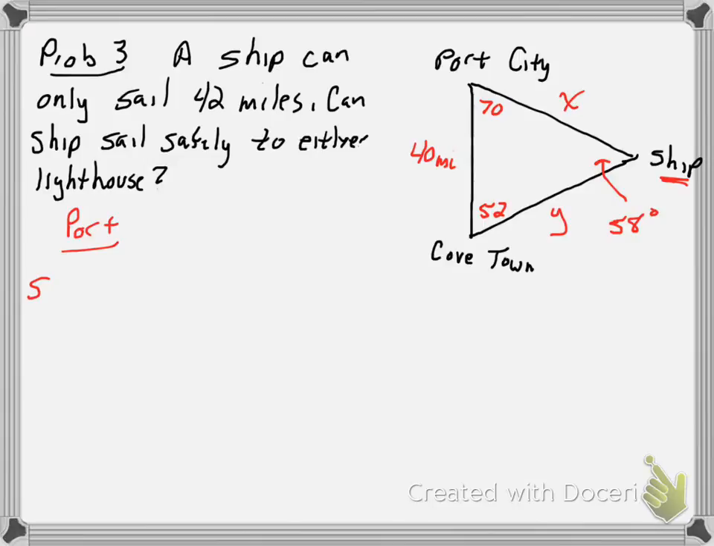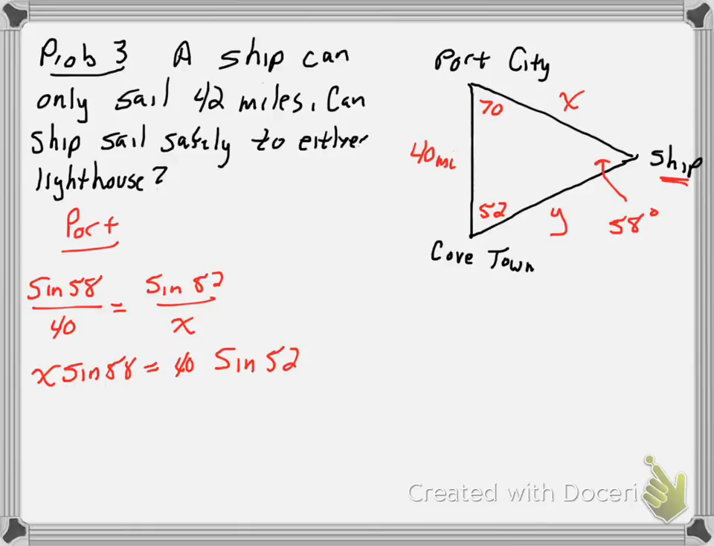Okay, so the sine of 58 divided by 40 equals the sine of 52 divided by X. Let's solve for X. Let's see how far that is. So X times the sine of 58 equals 40 times the sine of 52. Divide by the sine of 58. That's gone. X equals, again, punch it all in your calculator, about 37.17 miles.